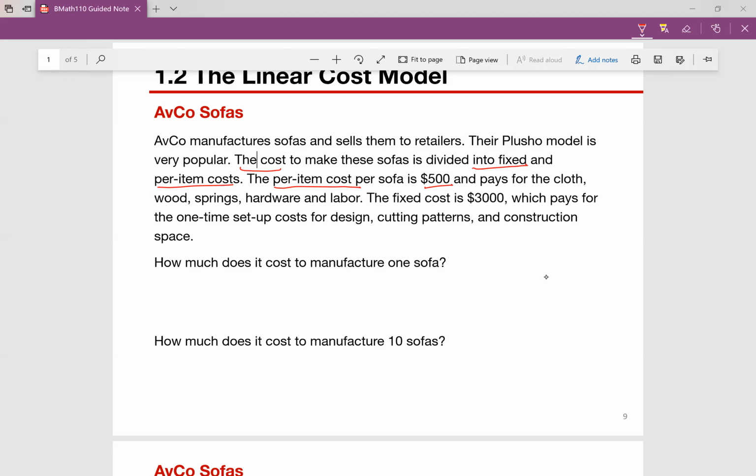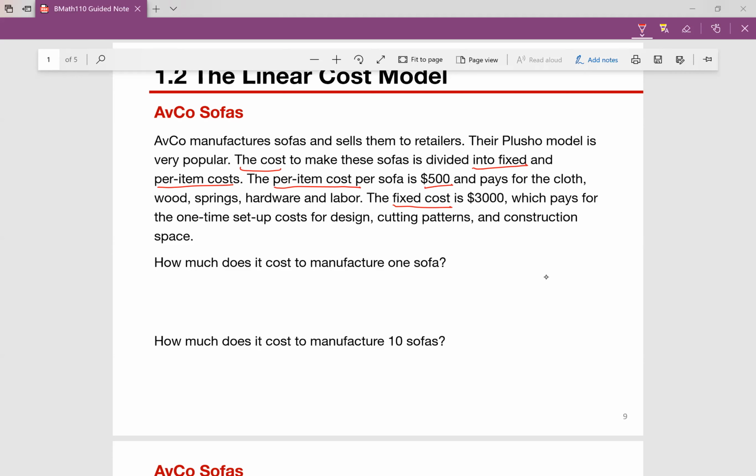So what does that mean? That means each sofa costs $500, and it's paid for the wood, springs, hardware, and labor. Another one is fixed cost, which is $3,000, and this fixed cost pays for the one-time setup cost for design, cutting pattern, and construction space. So it's like the cost the first time, and it's fixed.